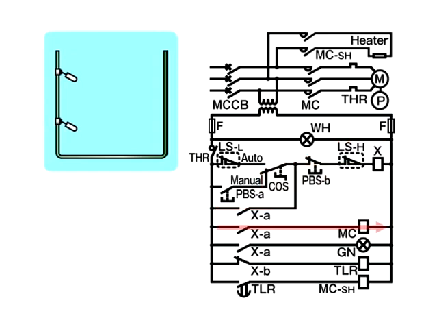When XA is turned on, the coil of MC is excited. As MC's coil is excited, MC's contactor is turned on. Current is passed to the motor through MCCB, MC, and THR, and the motor starts. Then the pump starts operating to supply the tank with water.